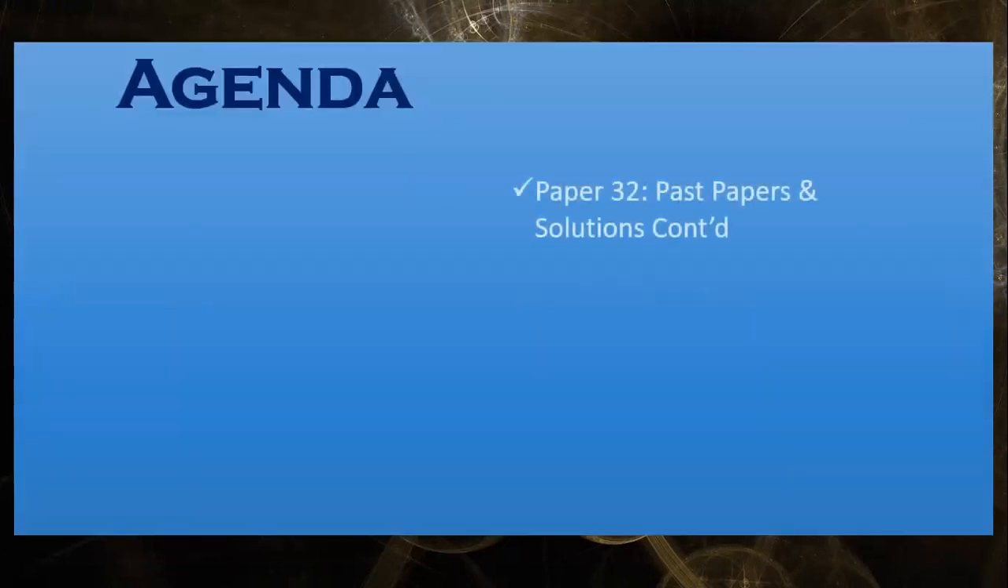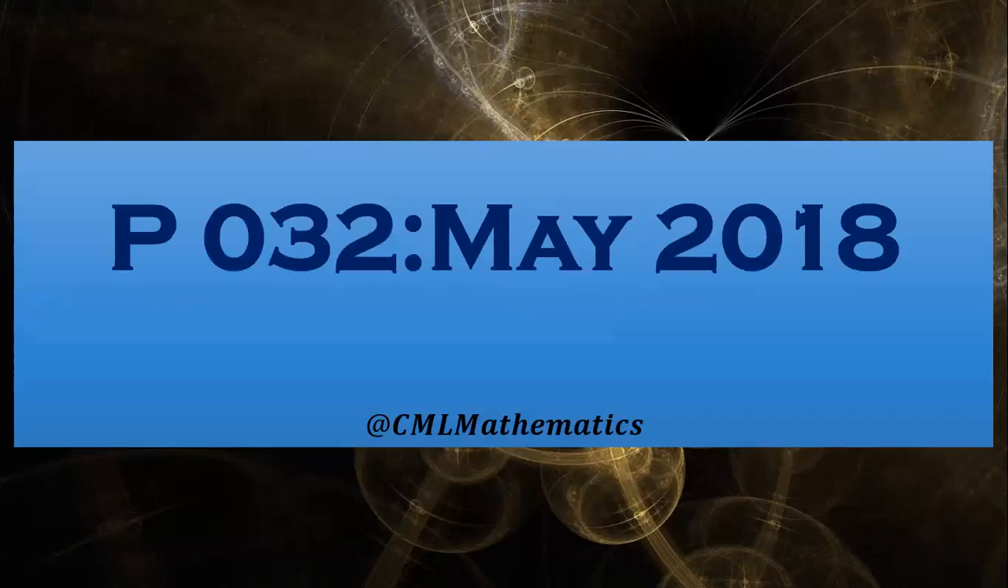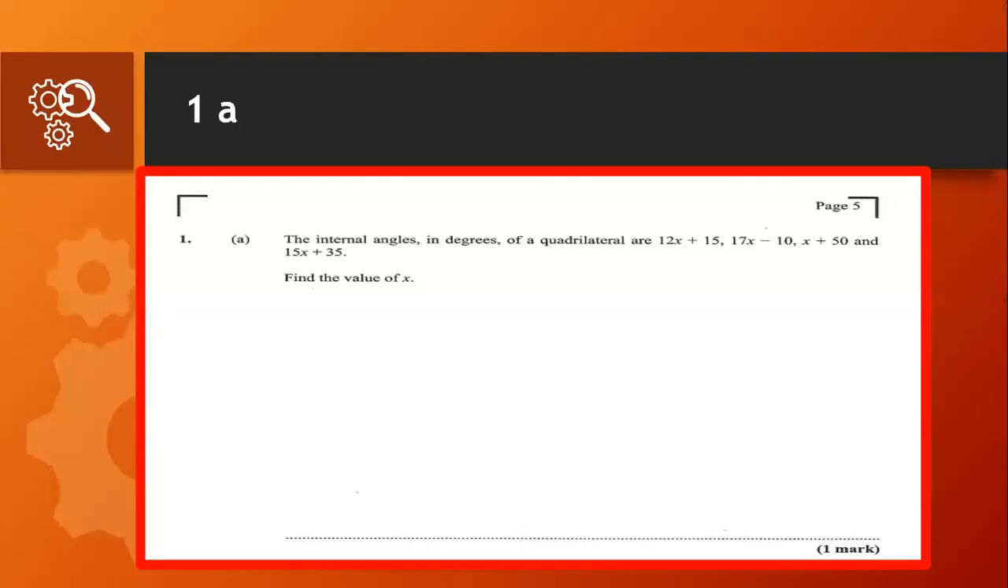So in today's agenda, we continue with paper 32, past papers and solutions, and some recap. Paper 32s, and in particular, paper 32, May 2018. So the first part of the question reads, the internal angles in degrees of a quadrilateral are 12x plus 15, 17x minus 10, x plus 50, and 15x plus 35. Find the value of x.